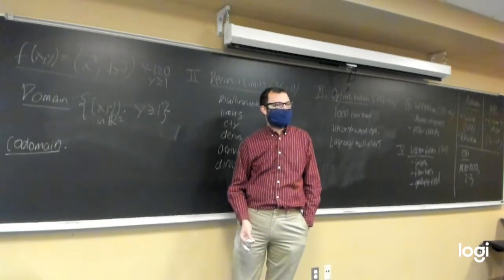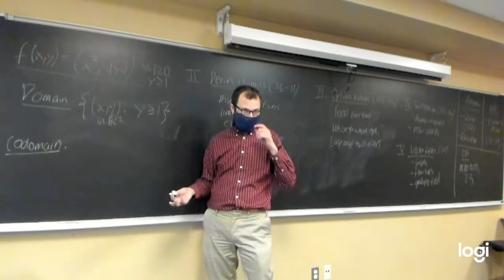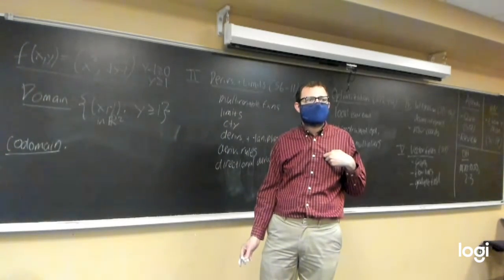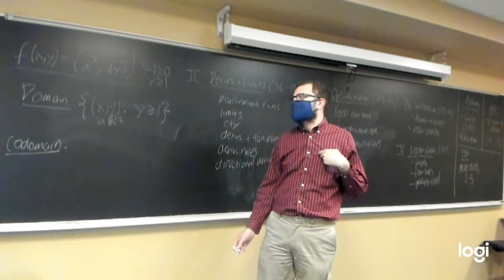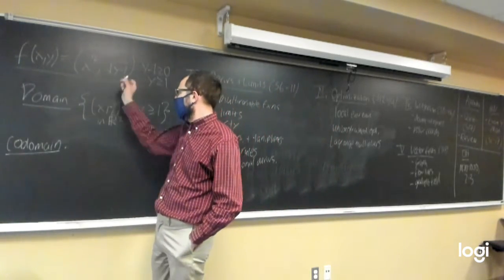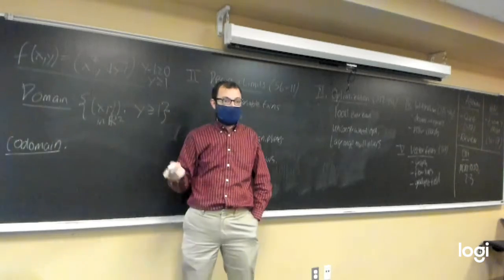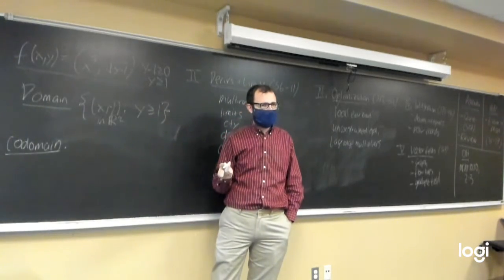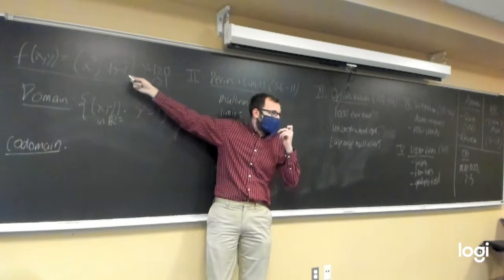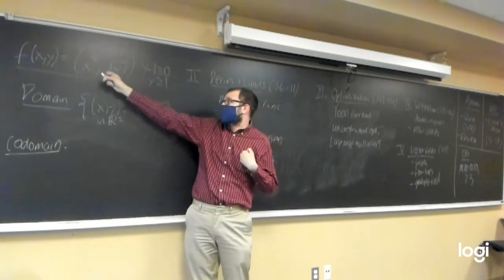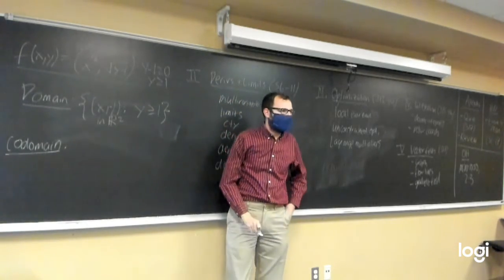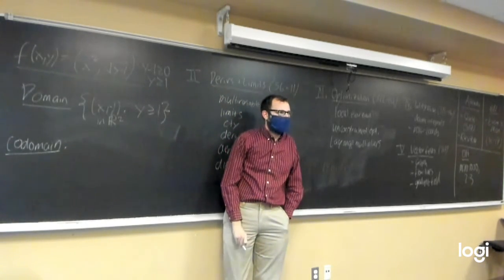Just feels like it should be R3? Because that's y replacing z. Don't think we can quite do that with this one, because it looks to me like our outputs aren't just going to be single scalar values. If we look at the types of vectors that are going to be outputs to this function, vectors of the form x squared comma square root of y minus 1.